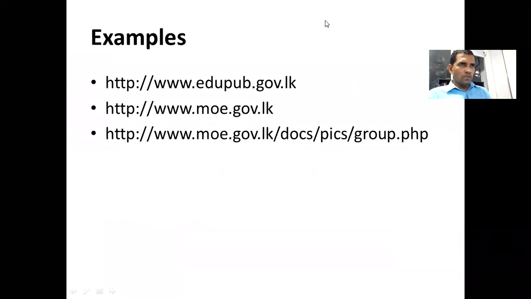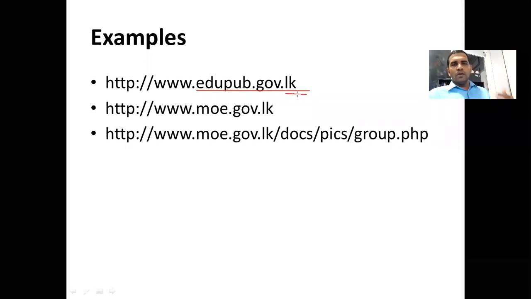In the first example, this is the domain name, edupgb.gov.lk. So which is the top level domain name? I already explained. It is LK, right? You can't say gov, because the last part of the domain name is the TLD.